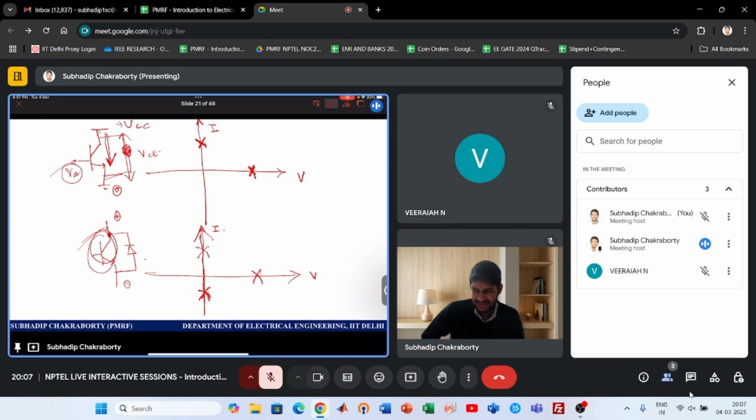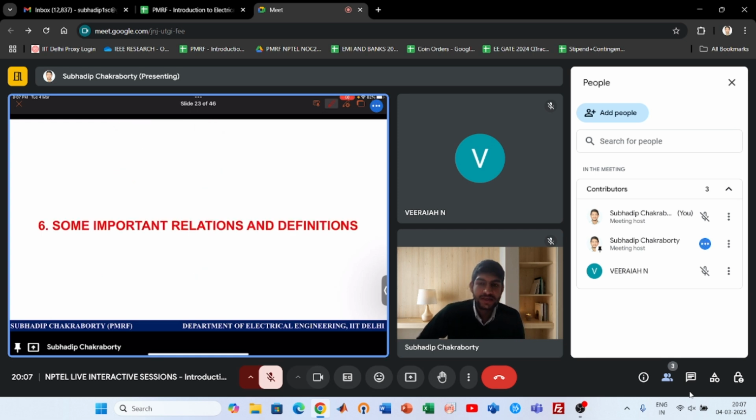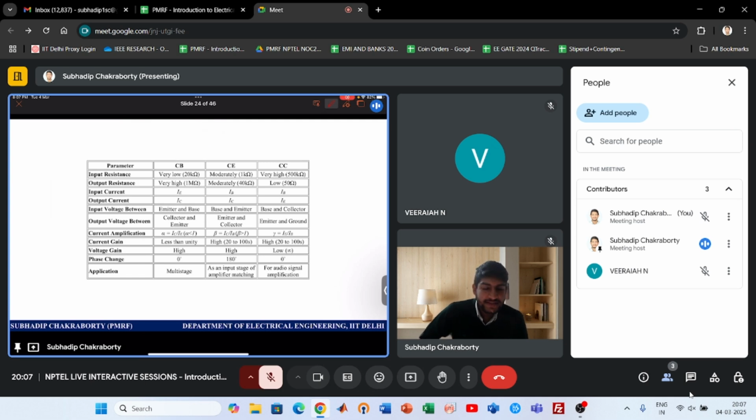So these are some of the characteristics, as you can understand. Some important definitions: as I already told you about the common emitter, the input is IB, which is the base current, and the output is IC. And the input voltage is between base and emitter, these are all known. And the current gain is nothing but output by input. Output current is what for a common emitter mode? Output current is IC, input current is IB, and this is greater than 1.